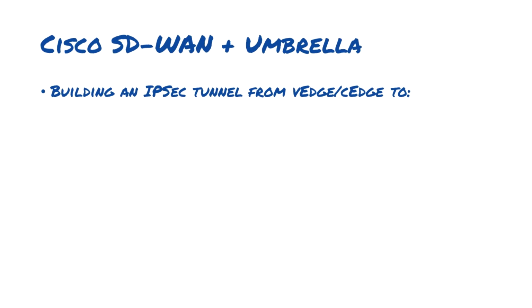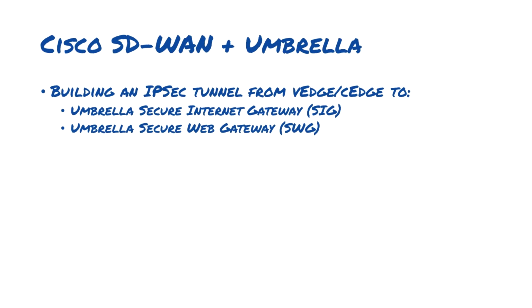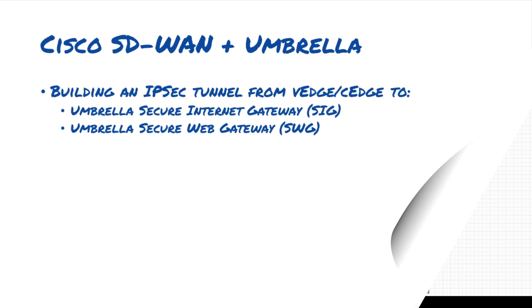In today's video, we're going to be taking a look at the integration between Cisco Viptela SD-WAN and Cisco Umbrella's Secure Internet Gateway and Secure Web Gateway. Now, I just recently posted a video on this same integration, but using the Meraki MX platform. And while the end result is the same outcome, the implementation and operation between these two platforms is quite different. So today I thought I would do a walkthrough on how to set up this integration with Cisco SD-WAN. That being said, let's go ahead and get started.